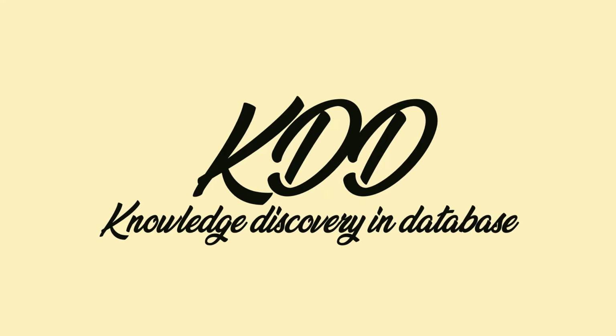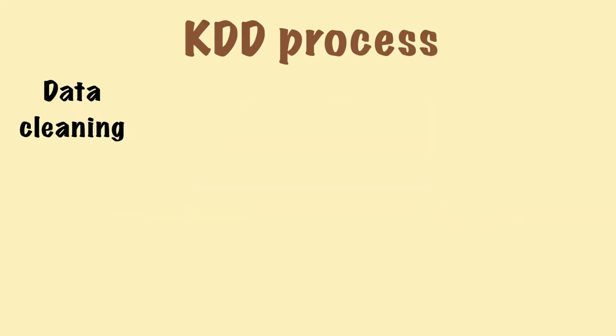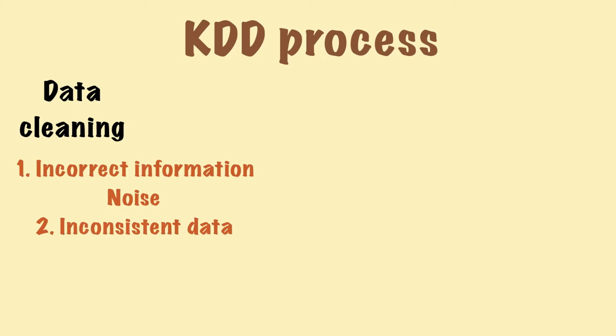KDD is an overall process of extracting knowledge from the data, while data mining is just a step inside the KDD process. The first step of KDD is data cleaning, where we remove incorrect information and inconsistent data. For example, in a survey, we may intentionally design two questions on similar topics. If a person's answers in these two questions differ a lot, we may remove the data for consistency.